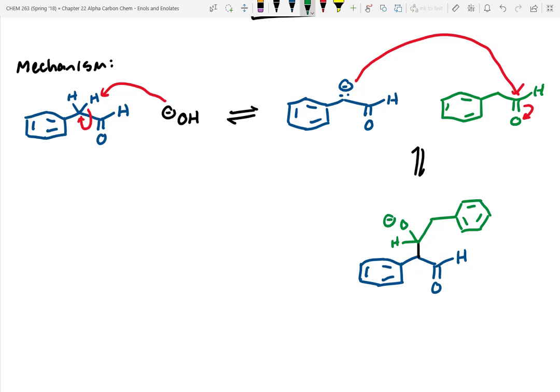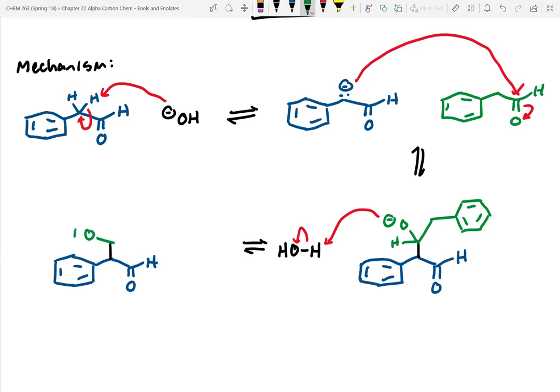All right, and then in the next step, what you're gonna do is react this with the water that's around. Kick this off as hydroxide. I'm not going to show the hydrogen anymore because we know it's there. And we've got our final product, which will be right here.